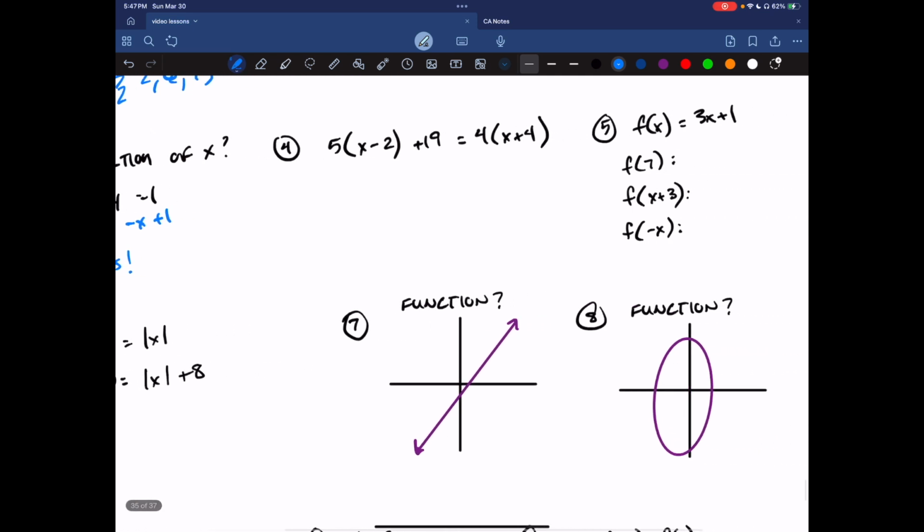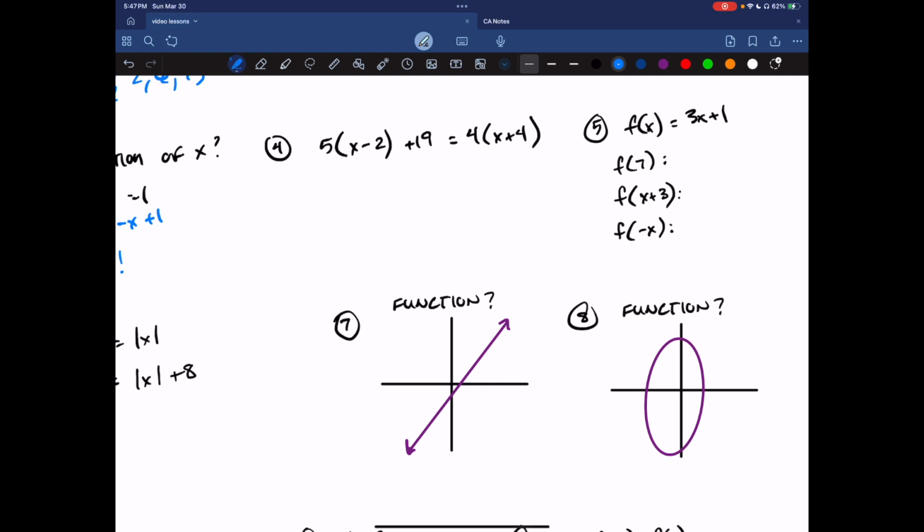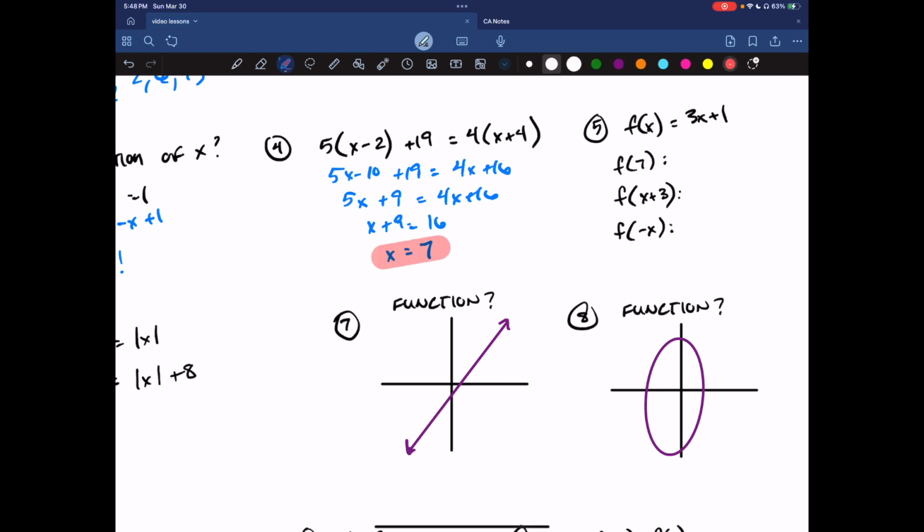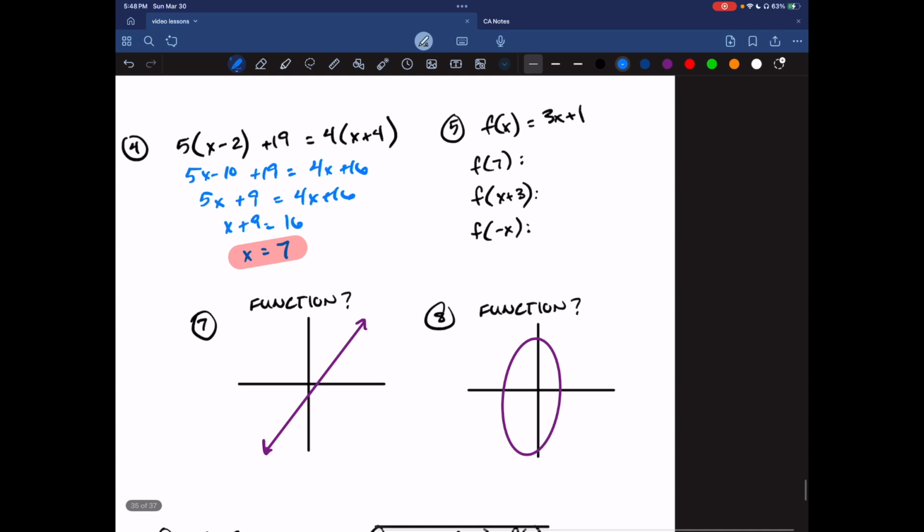Number 4, sometimes they just want you to solve it and tell you what the solution is. So I'm going to work this out. It's going to be 5x minus 10 plus 19 equals 4x plus 16. Let's clean this up. It's going to be 5x plus 9 equals 4x plus 16. I'm going to move the 4x to the left. So it's going to be x plus 9 equals 16. x equals 7.